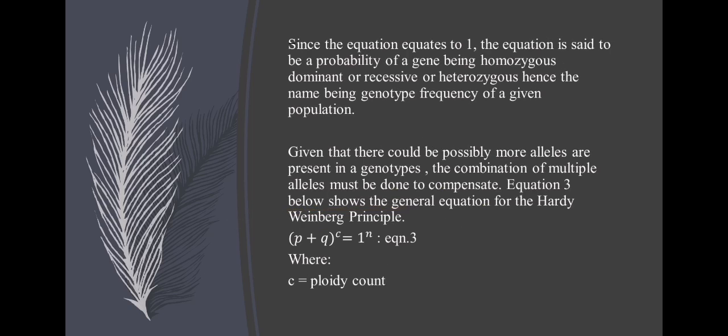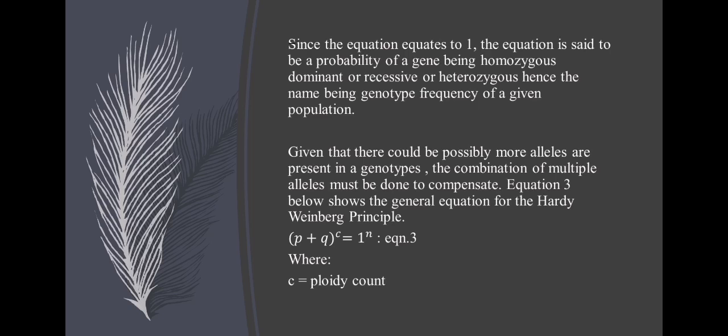Okay, so since the equation equates to 1, the equation is said to be a probability of a gene being homozygous dominant, or recessive, or heterozygous, hence the name genotype frequency of a given population. So later there is an example for us to see a visualization, a real example of how this works, okay?